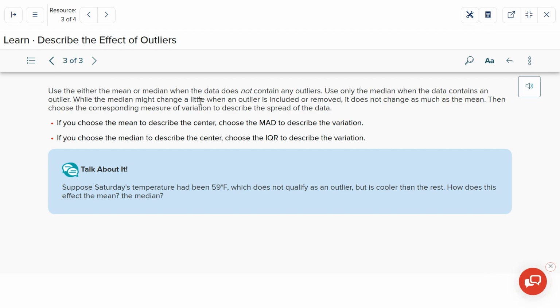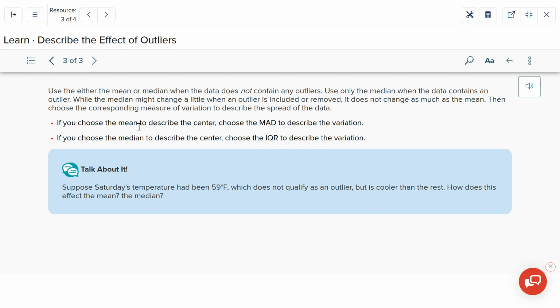The median might change a little bit when an outlier is included or removed. It does not change as much as the mean most of the time. There are some exceptions to that. Then you can choose the corresponding measure of variation to describe the spread of the data. So if you choose to use the mean, because there are no outliers, then you could use the mean absolute deviation to describe the variation. If you do choose to use the median to describe the center, then you want to use the IQR to describe the variation.